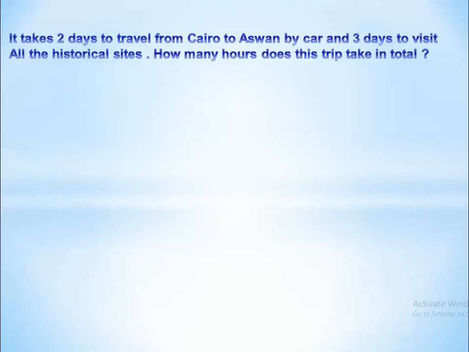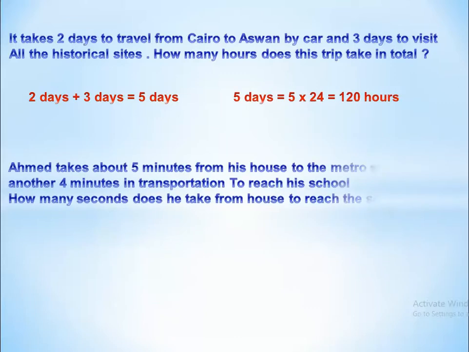It takes 2 days to travel from Cairo to Aswan by car and 3 days to visit all historical sites. How many hours does this trip take in total? Okay, we have 2 days to travel and 3 days to visit all the historical sites. So 2 plus 3 equals 5 days. I want to convert it into hours because he asked me to calculate it in hours. So we are going to multiply 5 times 24. It will be 120 hours.